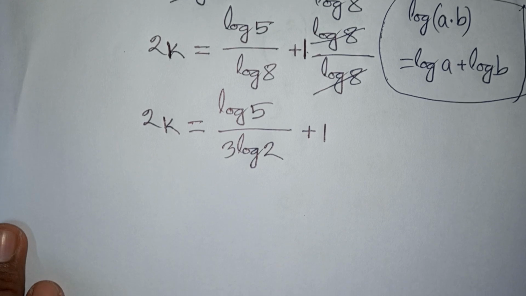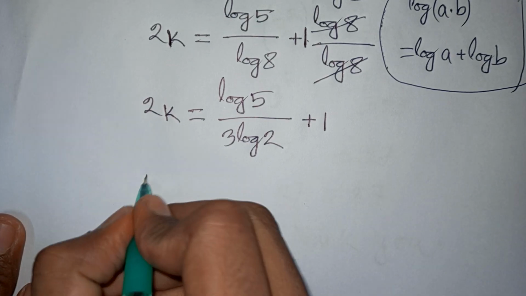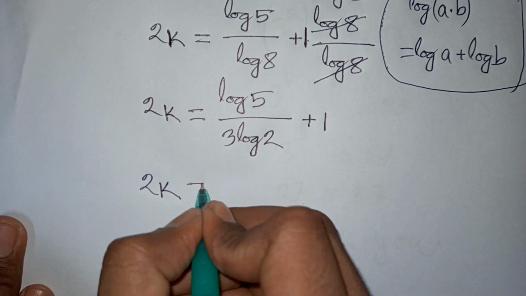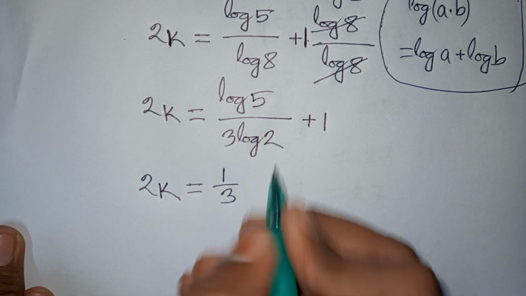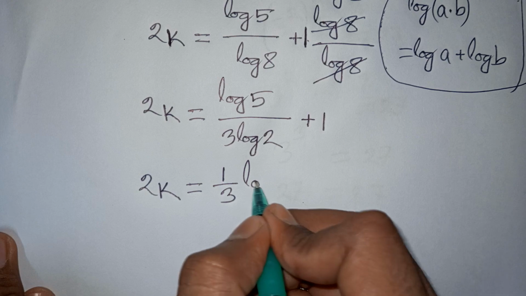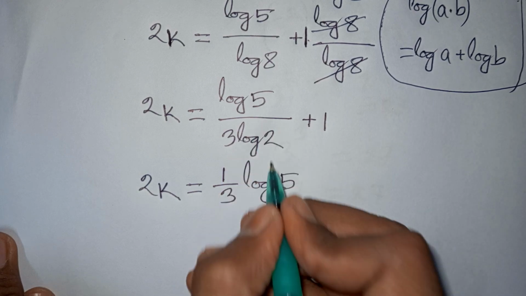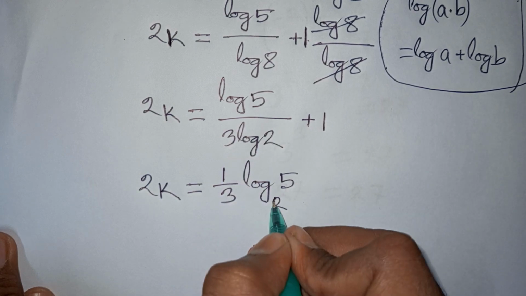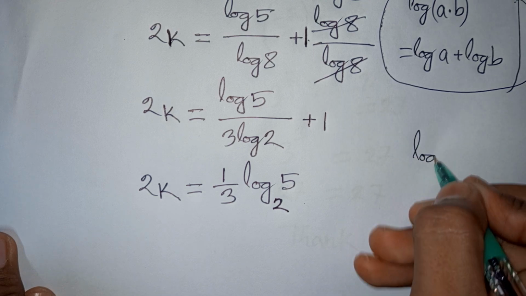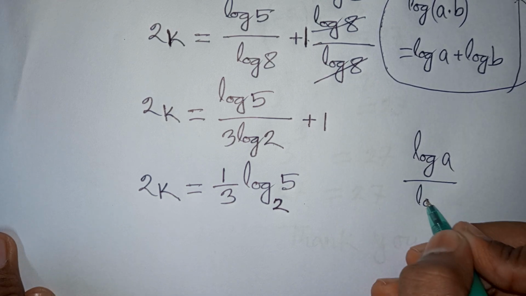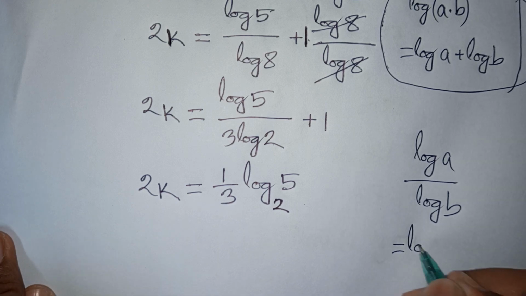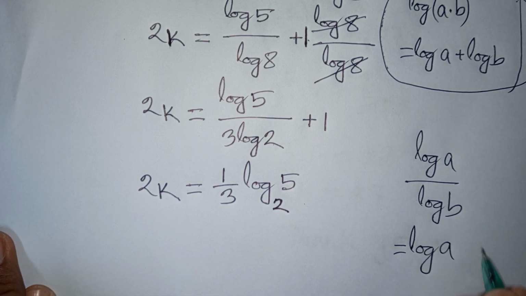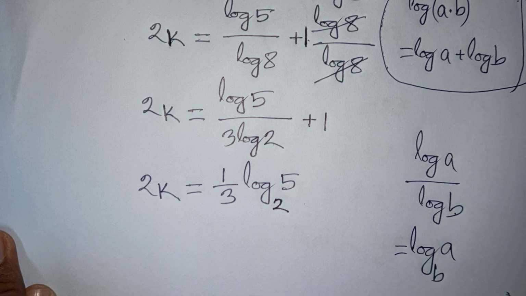In the next step, 2k is equal to 1 over 3, then log 5 over log 2 is the same as log 5 base 2. According to this formula, log a over log b is equal to log a base b.